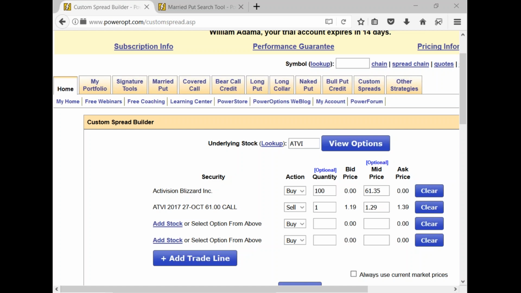Okay, does not open interest on the spread chain and more tabs as well. Okay, I'll mark that down. I'll talk to the programmers on Monday.